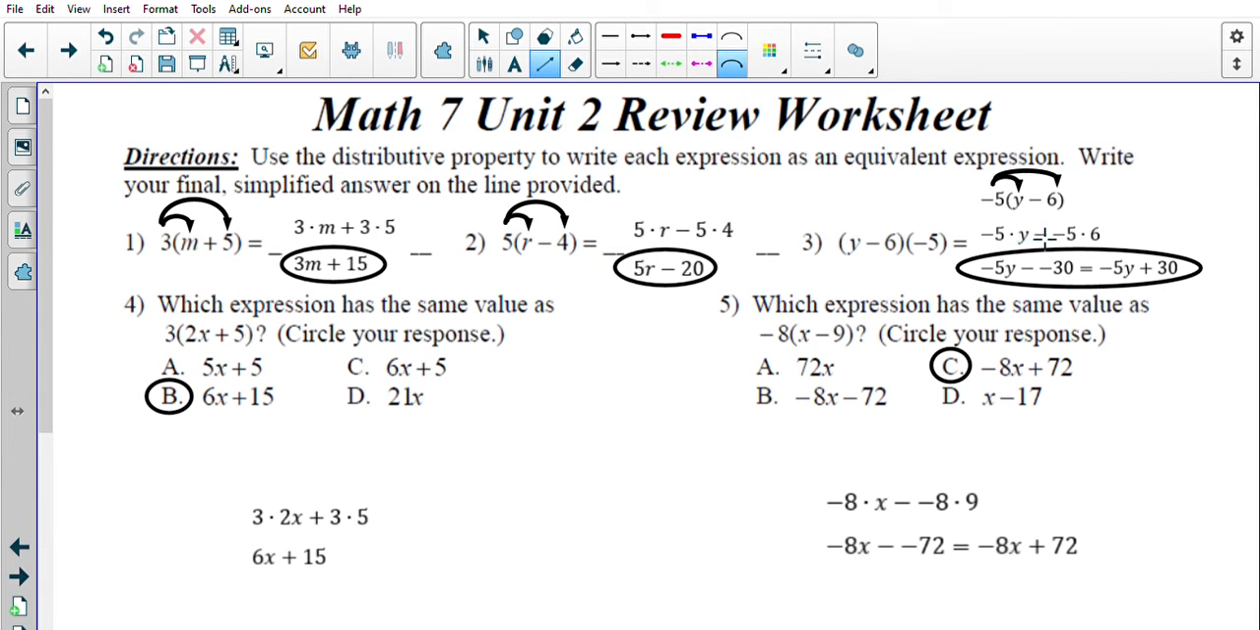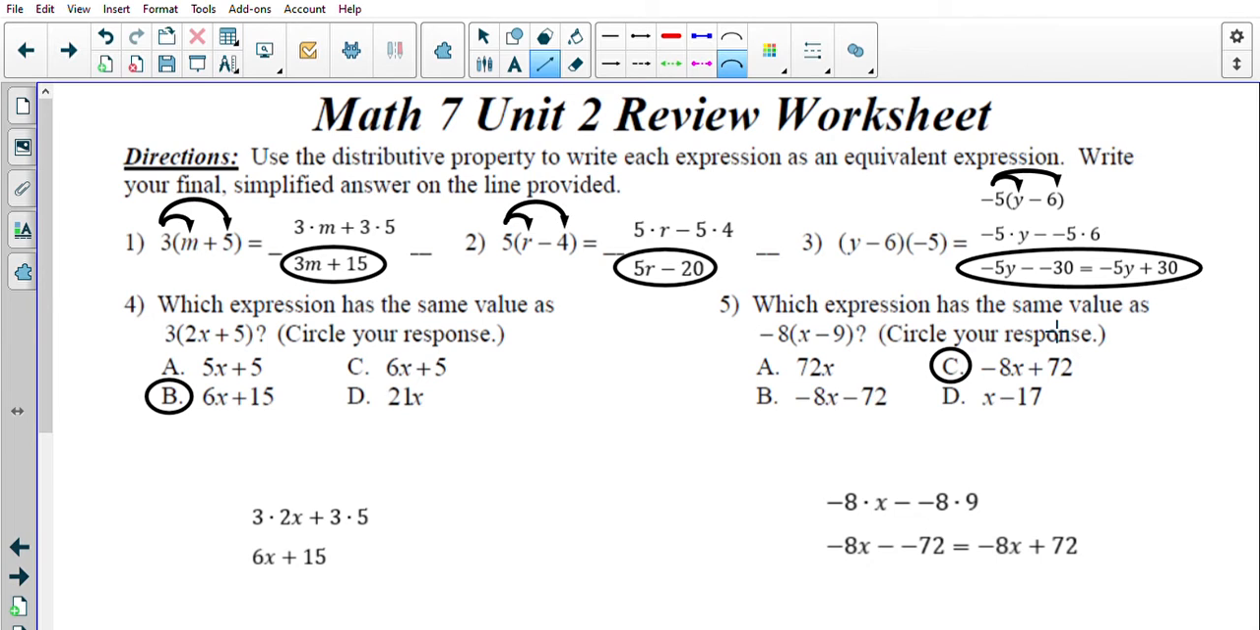Negative 5 times y is negative 5y, minus negative 5 times 6 is negative 30. So if we have negative 5y minus negative 30, remember that we can rewrite that as negative 5y plus 30. And we really should do that to simplify it as much as possible.